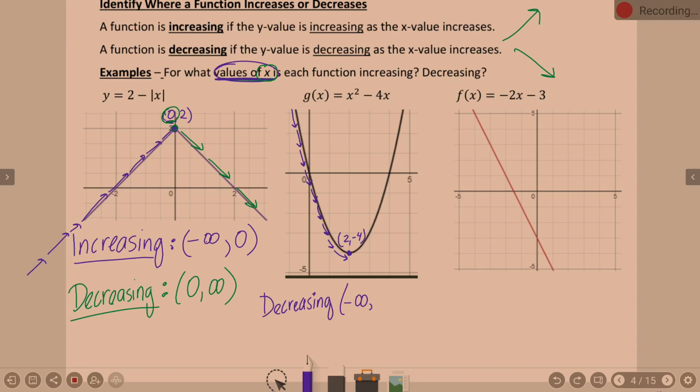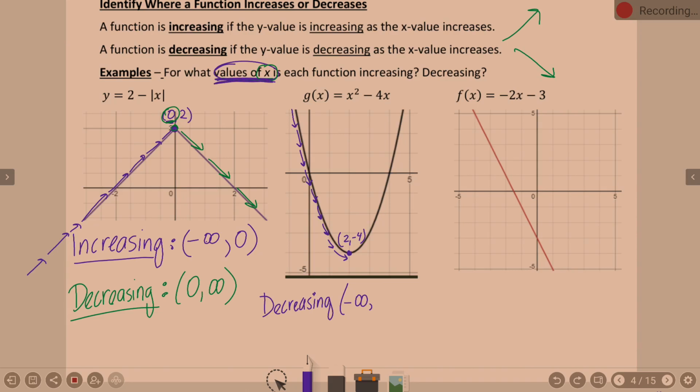Okay, so we're decreasing. We're starting at the left, decreasing. Where are we decreasing to? Negative 4. We're decreasing to the ordered pair 2, negative 4. And I guess the question I need to ask is, how do we express our answers? We're using what?